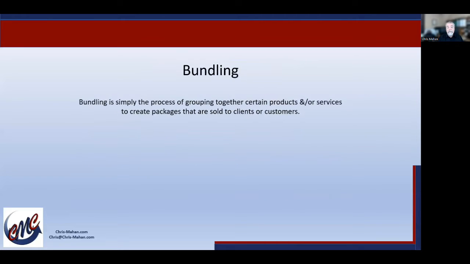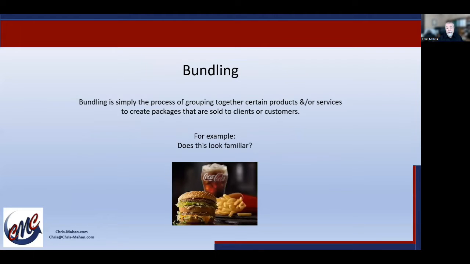Now, bundling is simply the process of grouping together certain products and/or services to create packages that are sold to clients and customers. Again, we look to McDonald's, who seem to pave the way for all fast food restaurants to offer combo meals. Now, how could an upscale restaurant bundle their products? I mean, yeah, McDonald's can get away with it, but what about an upscale restaurant?